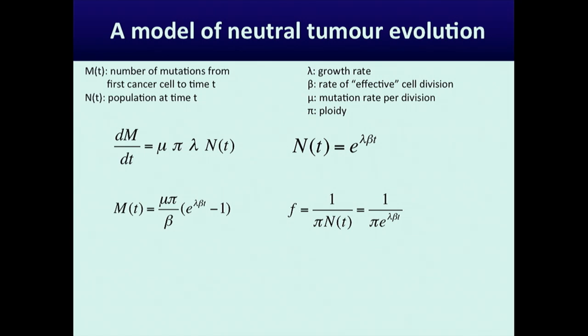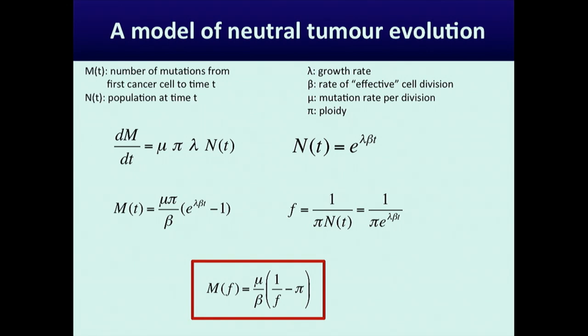The frequency of a mutation doesn't really change over time. It's determined just by the size of the tumour population at the time at which the new mutation arises. So with this in mind, we can substitute time for frequency back into this equation, do the simplification, and get this useful formula which tells us the expected variant allele frequency spectrum, which is time independent. So this distribution is constant in time.